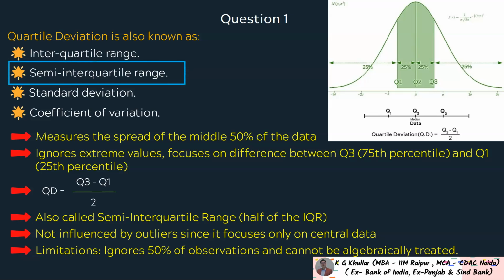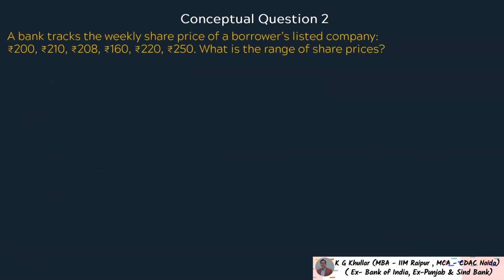Then the next question is, a bank tracks the weekly share price of a borrower's listed company. Now these are the given share prices. Then what is the range of share prices? And these options are given to you.